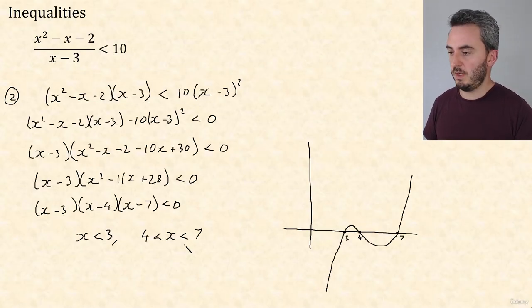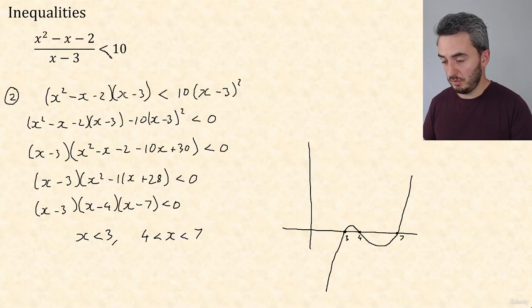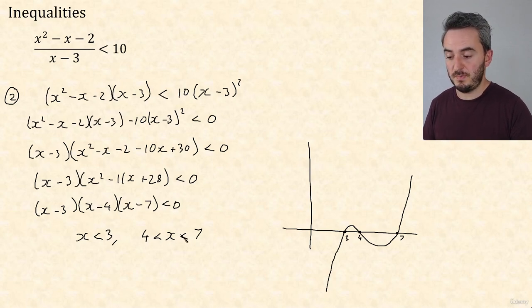The one warning on this technique is, had that been a less than or equal to, you just would have needed to be a bit careful. You would have kept a less than or equal to all the way through, but you just have to notice that x equals 3 is the asymptote, so it could never be an x less than or equal to 3 here. It would always have to be strictly less than, but these two would have been less than or equal to's.